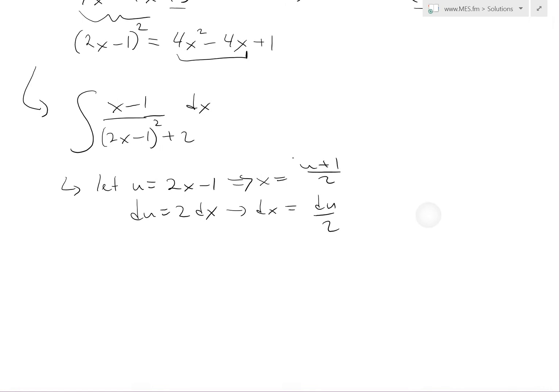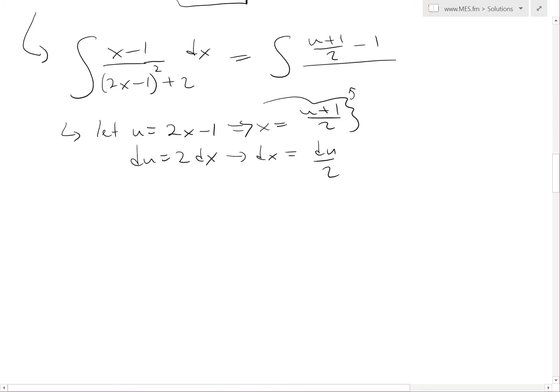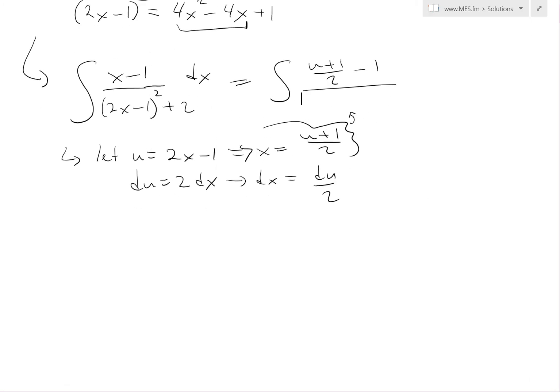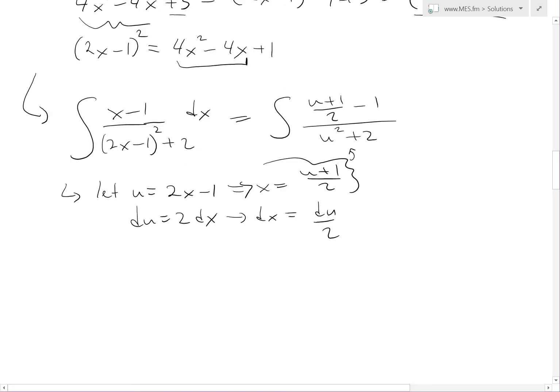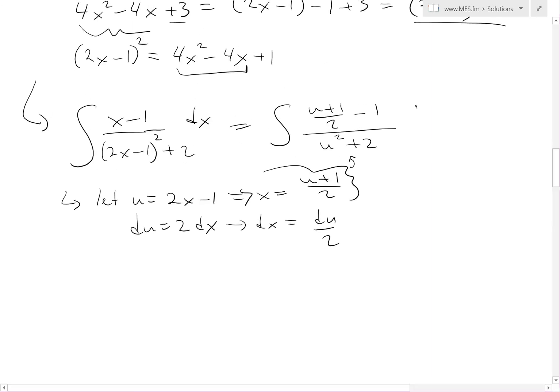So now what we could do is throw all of this inside of this right here. This equals 2. Now the x is going to be our (u + 1)/2, subtract by 1, divided by, now it's going to be u squared plus 2. Then our dx equals du over 2.